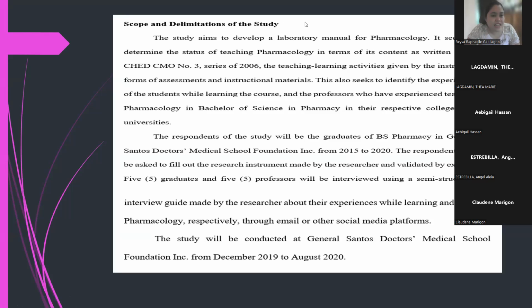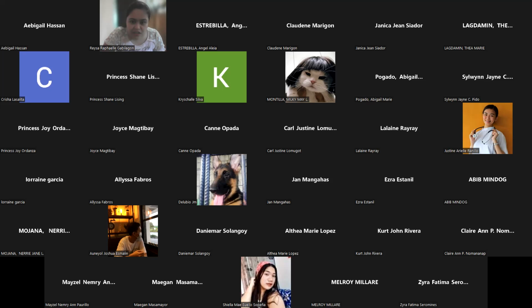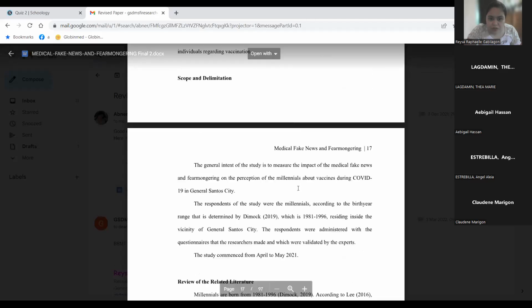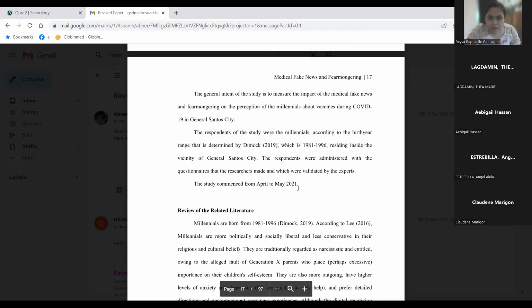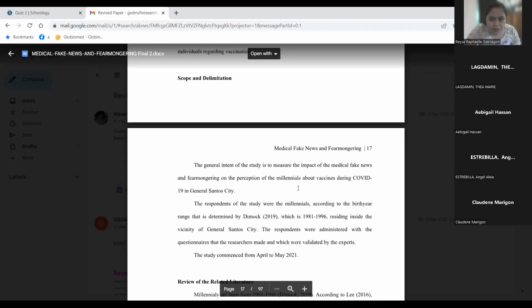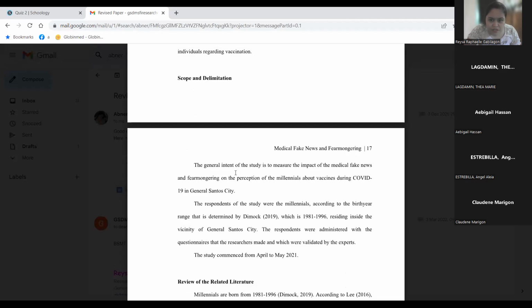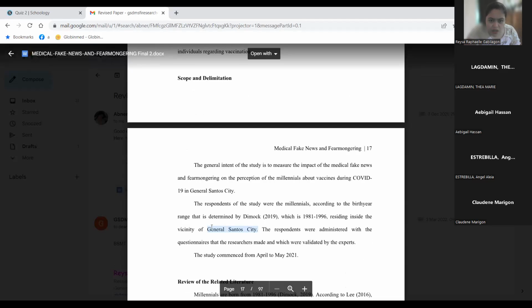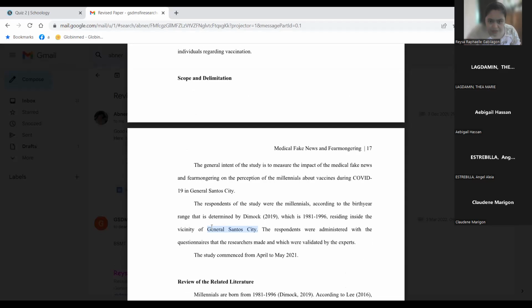So yan lang yung nilalagay sa scope and delimitation kasi we need to delimit. So pag sinabi mo residents of General Santos City, residents lang talaga ng General Santos City, hindi kasali yung outside Gensan. Okay? So yan yung nilalagay class sa scope and delimitation. Last na ito before we'll end. Ito. Konti lang talaga ang scope and delimitation. Again, the purpose of the study, you have here the respondents, and saan? Research locale, General Santos City. And lastly, the time frame.